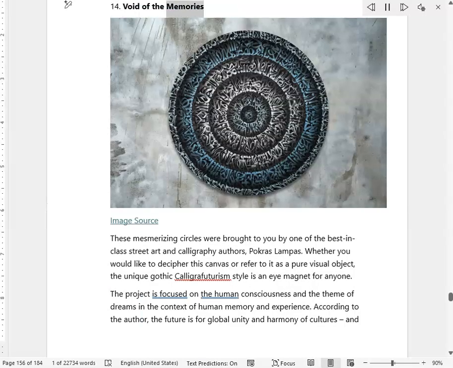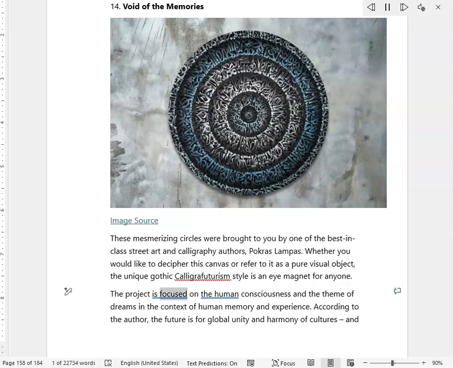14. Void of the Memories. These mesmerizing circles were brought to you by one of the best-in-class street art and calligraphy authors, Pocras Lampas. Whether you would like to decipher this canvas or refer to it as a pure visual object, the unique Gothic calligraphy-tourism style is an eye magnet for anyone.